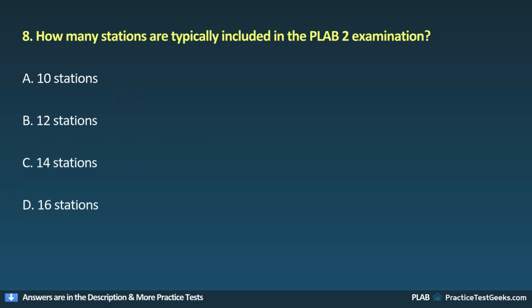8. How many stations are typically included in the PLAB 2 examination? A. 10 stations. B. 12 stations. C. 14 stations. D. 16 stations.